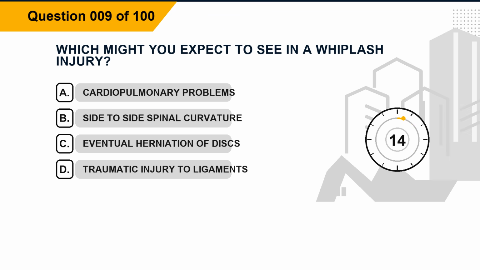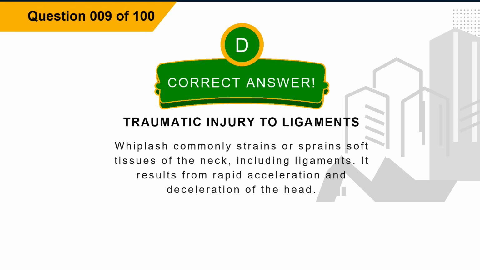Question 9. Which might you expect to see in a whiplash injury? Option A, cardiopulmonary problems. Option B, side-to-side spinal curvature. Option C, eventual herniation of discs. Option D, traumatic injury to ligaments. The correct answer is option D, traumatic injury to ligaments. Explanation. Whiplash commonly strains or sprains soft tissues of the neck, including ligaments. It results from rapid acceleration and deceleration of the head.